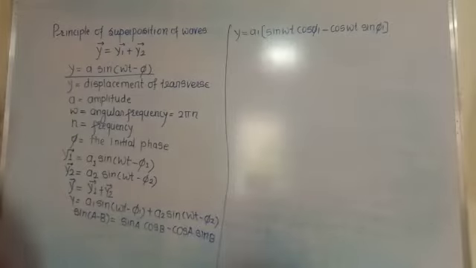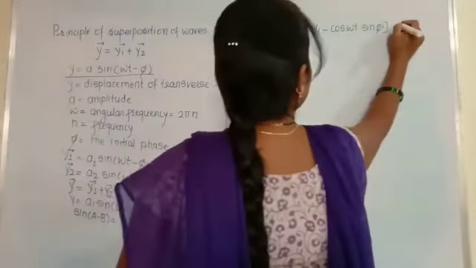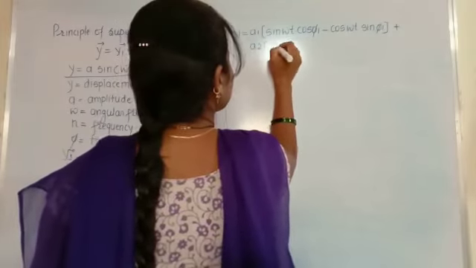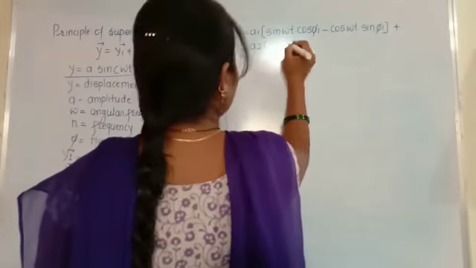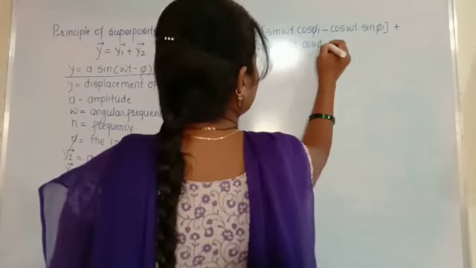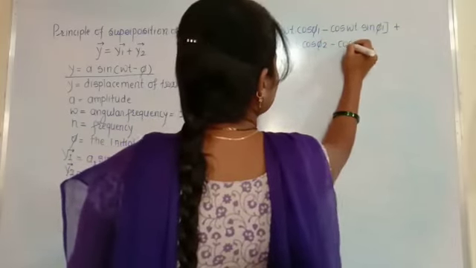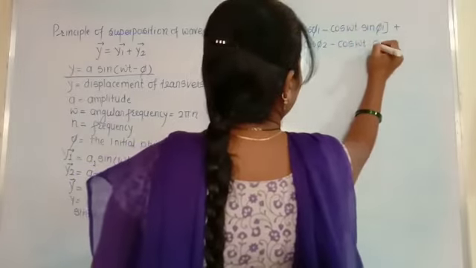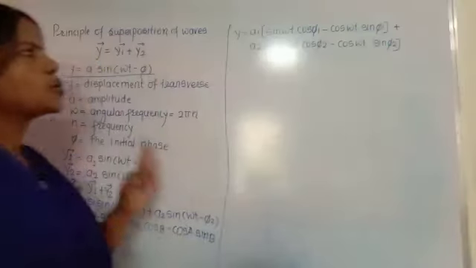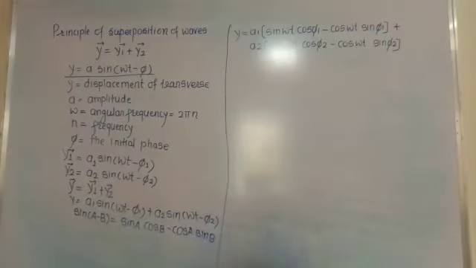Then second bracket plus a2 sin of omega t into cos of phi2 minus cos of omega t into sin of phi2. So these are the two equations, a1 and a2.